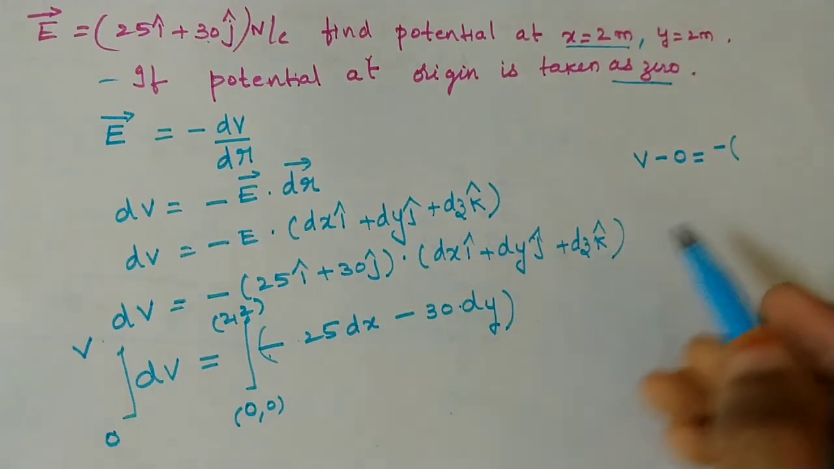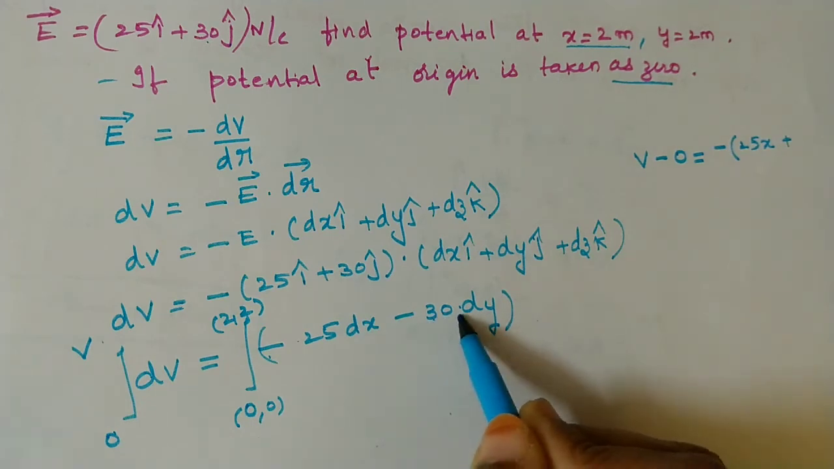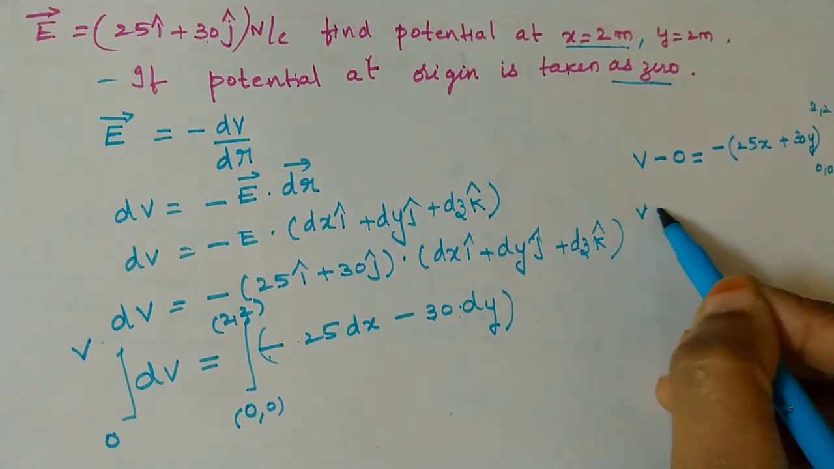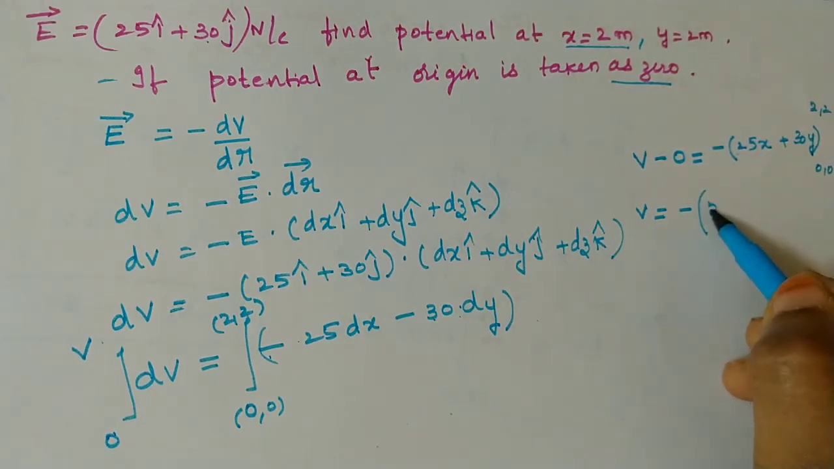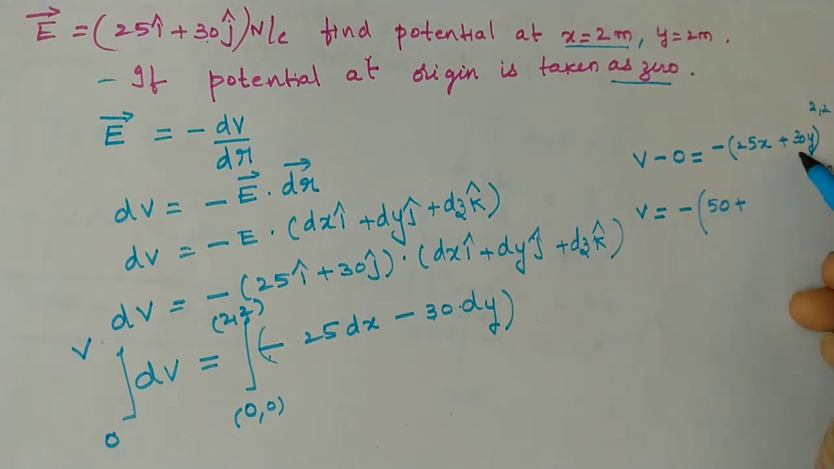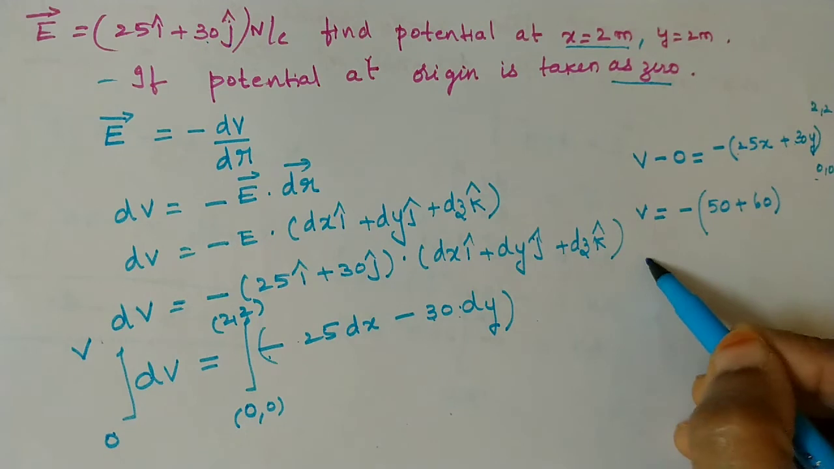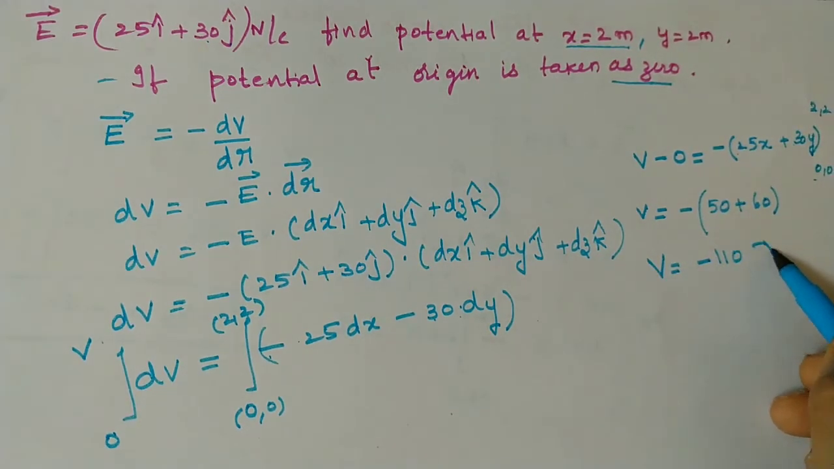Integral of 25 into dx will be 25x plus integral of 30 into dy would be 30 into y. The limits are from 0, 0 to 2, 2. Or V is equal to, put the limits, minus of 25 into 2 is 50 plus 30 into 2 is 60. Anyway, other limit is 0. We get V as minus 110 volts.